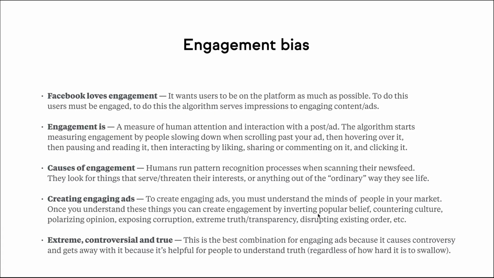And then polarizing opinion. Whatever the public opinion is, you can just polarize it. And exposing corruption. So you're saying, this is what everyone wants you to believe and this is why it's wrong. And then extreme truth. You could tell a story about an experience you've had or something like that, that's extremely transparent and true to the point that it shocks people, right? And then disrupting existing order. That's basically when you don't really respect the authority or the established order of your market or your industry, and you start disrupting it by questioning why people are above other people and why people should start questioning things, and basically just causing a big ruckus.